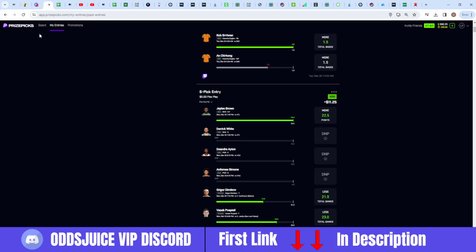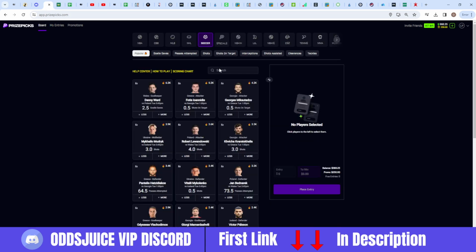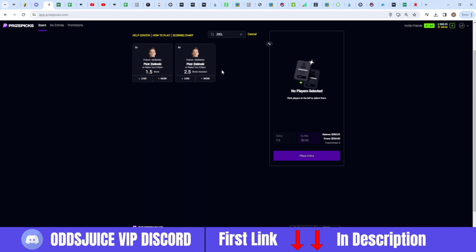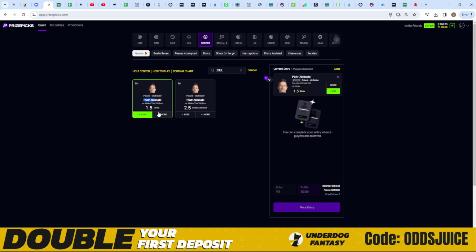Anyways, that being said, guys, we're going to get onto the board for today and do a full 6-man. So we're going to start off with just one soccer pick, get into it very quickly. It's just based on positive expected value. We're going with Zielinski on his under 1.5 shots.